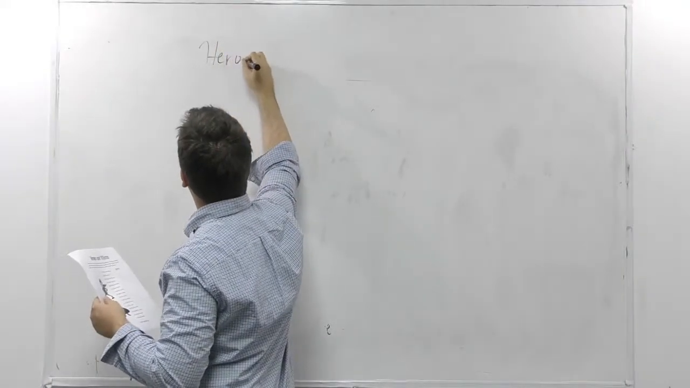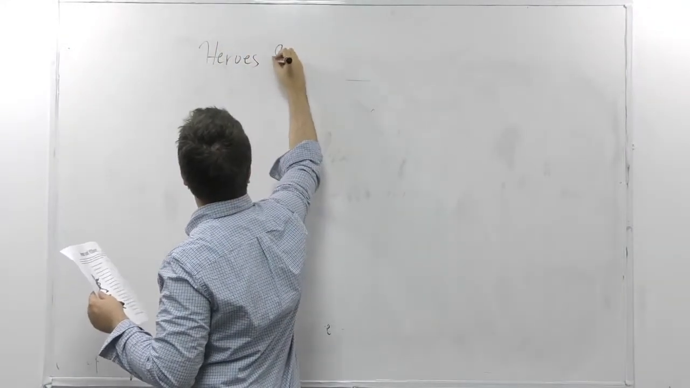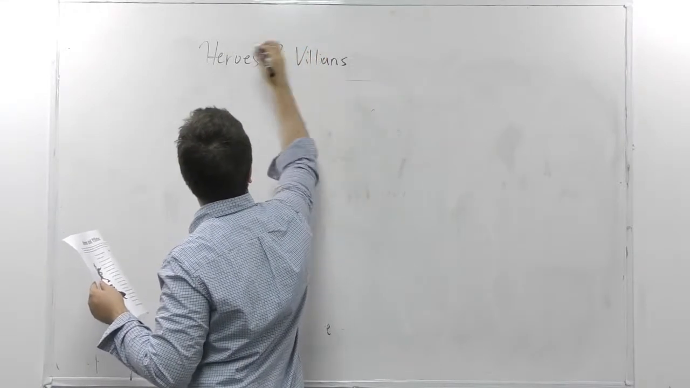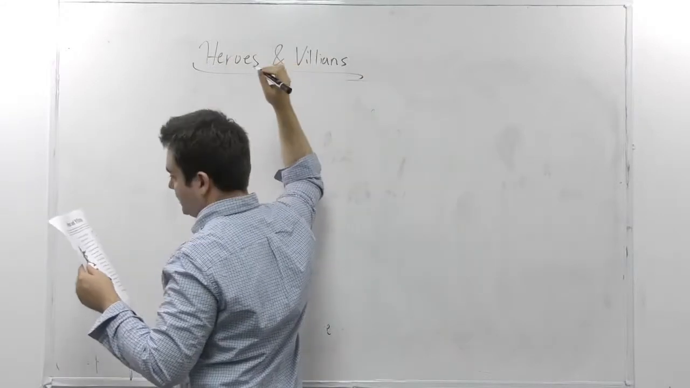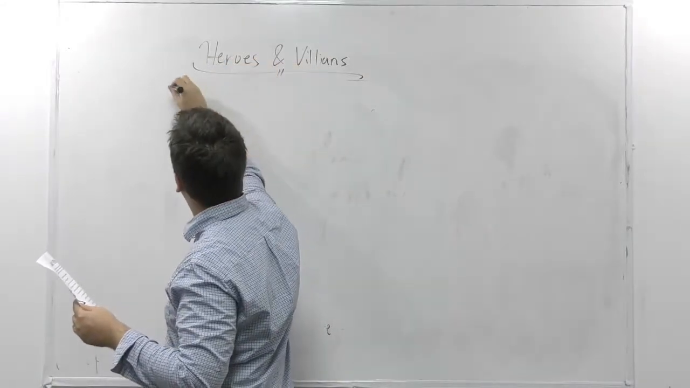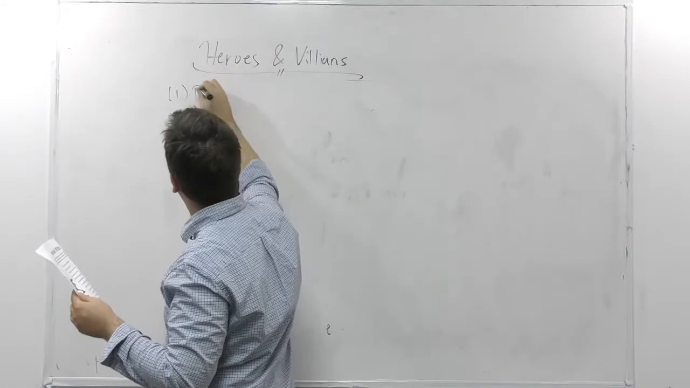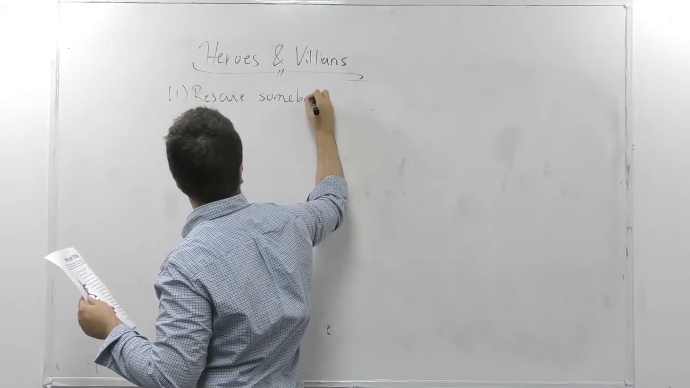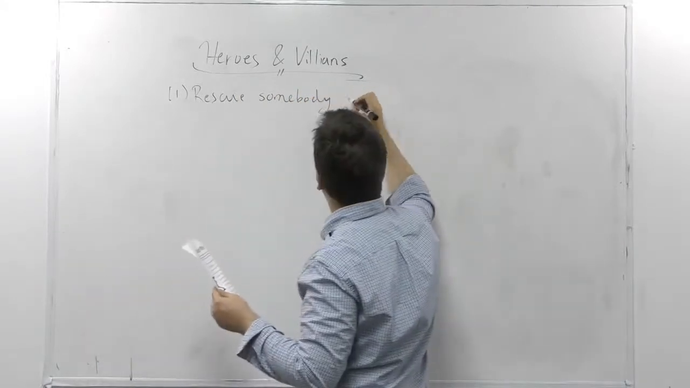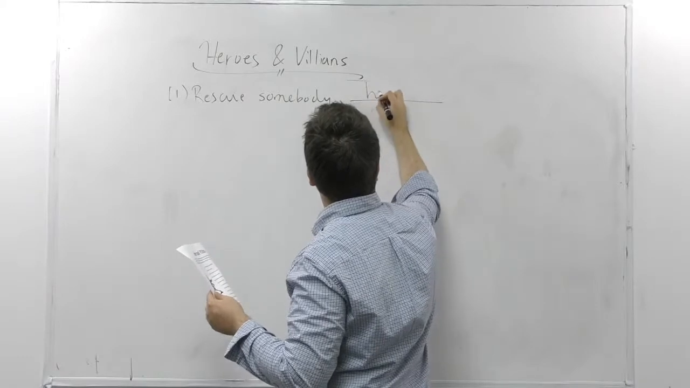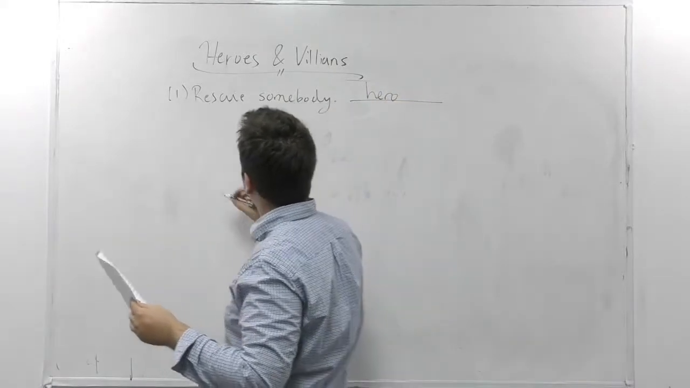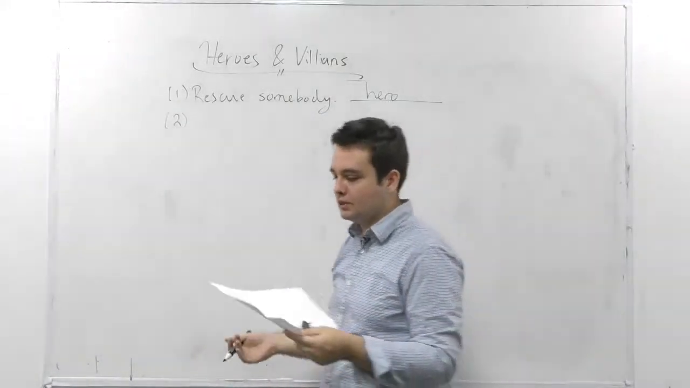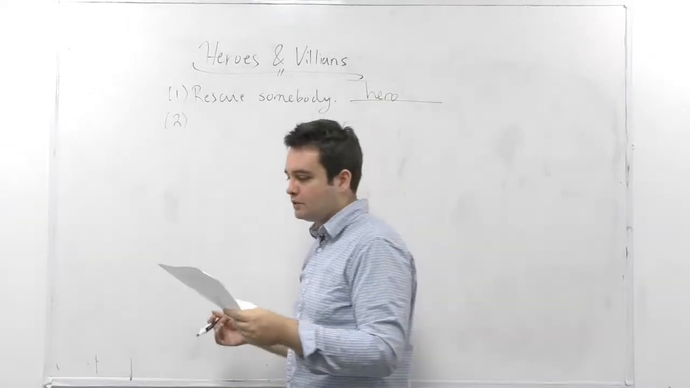heroes and villains. And we have a number of numbers, and then we have to think, okay, rescue somebody. And we have hero. Okay, great. Let me write down a number of these, and then we're going to think, is this a hero or is this a villain? So remember, hero is a good guy, villain is the main bad guy.